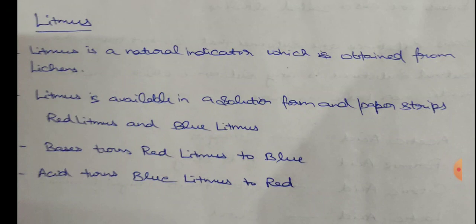Students, you can say that the blue litmus in the base will have no change. The blue litmus paper will not change. Bases only turn red litmus to blue and acid turns blue litmus to red. Getting, students? Very important. They are a natural indicator obtained from lichens, available in both forms, solution and paper strips. Two types, red litmus and blue litmus solution. If the substance is basic, it will turn red litmus paper to blue, and if a substance is acid, then it turns blue litmus paper to red. Getting, students?